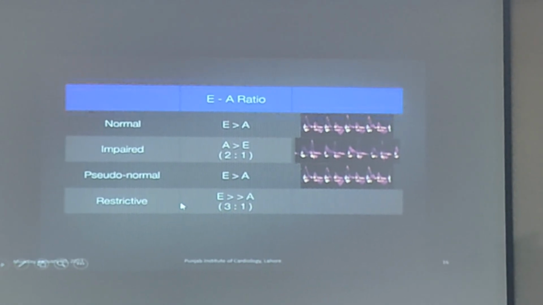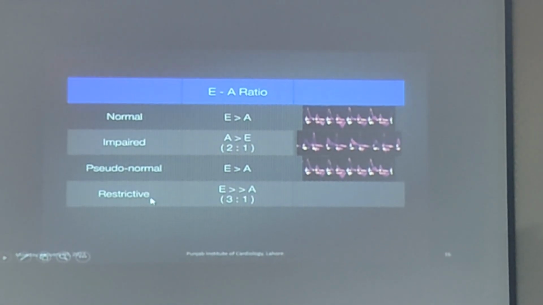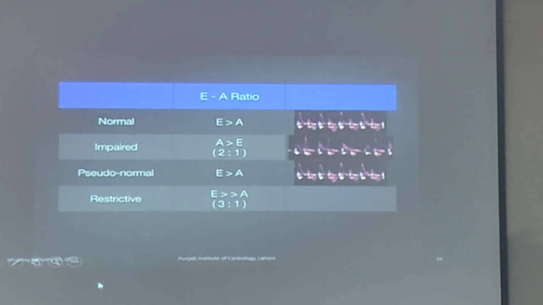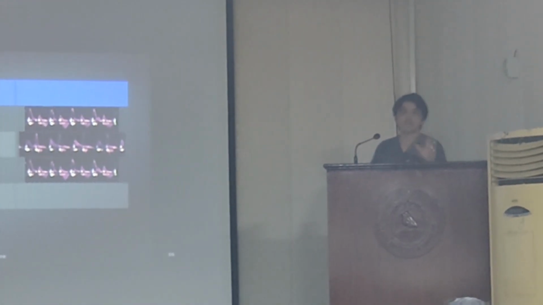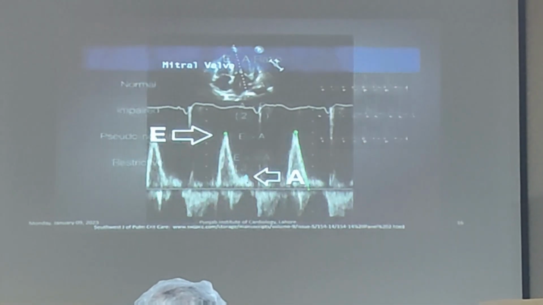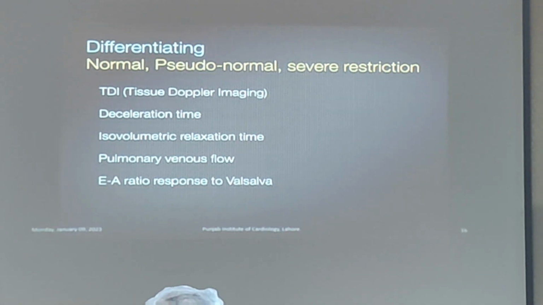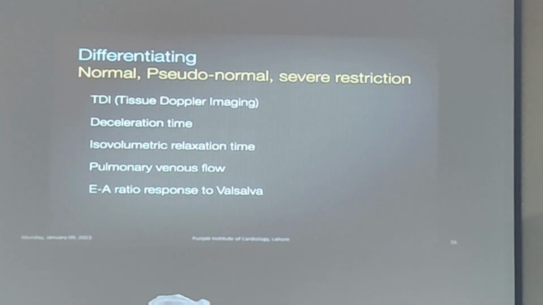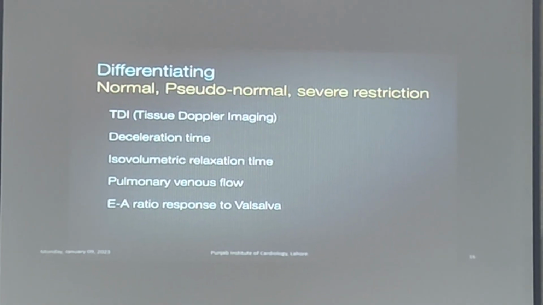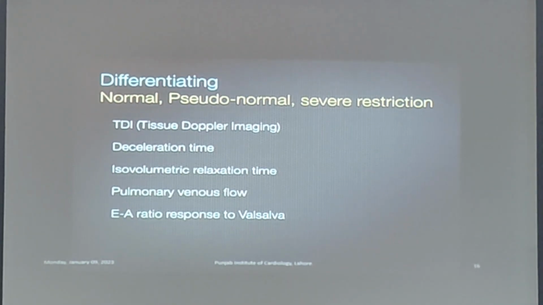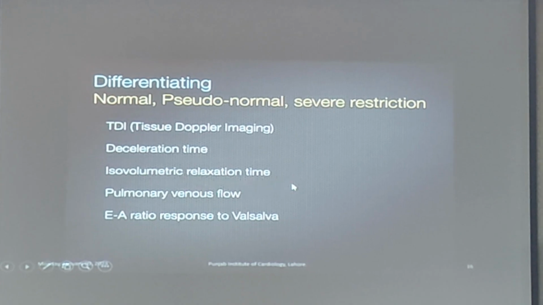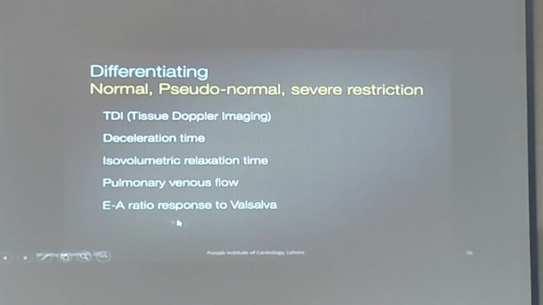So we will ask the patient again for the Valsalva maneuver. If there is a little change, it will be grade 3. If there is no change, it will be grade 4. So differentiation of pseudo-normal, normal, and severe restriction has many modalities available in the echo machine: tissue Doppler, deceleration time, isovolumetric relaxation time, pulmonary venous flow, and E/A ratio response to Valsalva.